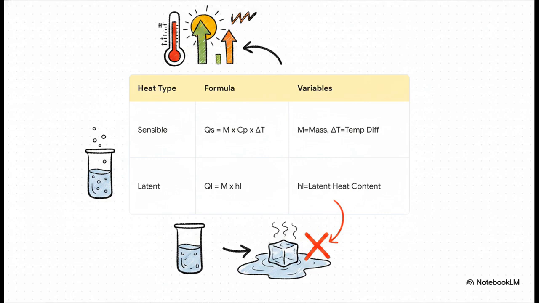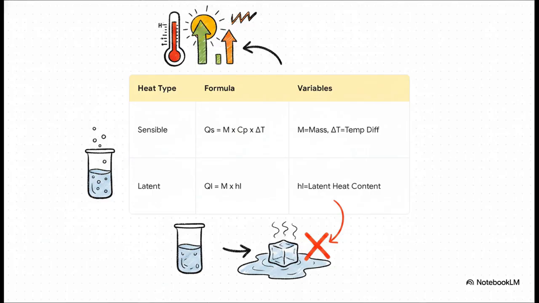But check out the latent heat formula. QL equals mass times HL, which is the specific latent heat content. Notice what's missing? Yeah, there's no delta T at all. Calculating latent heat totally ignores temperature because, well, during a phase change, the temperature doesn't change.